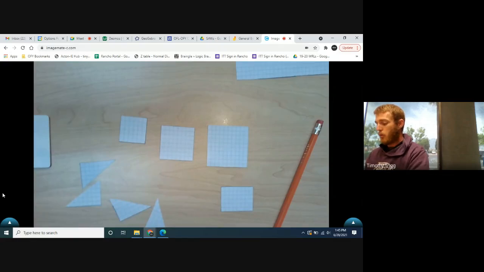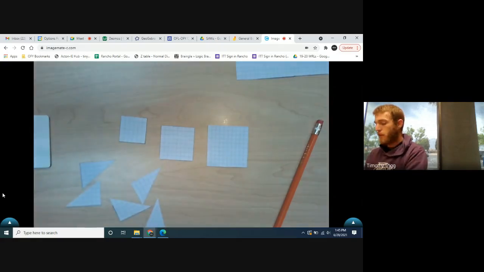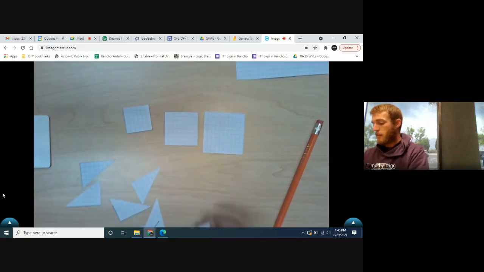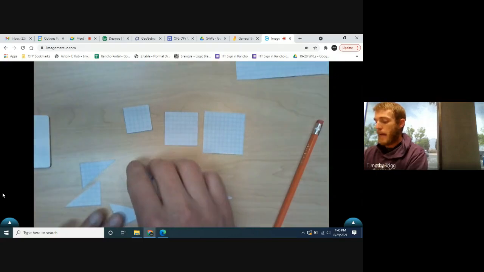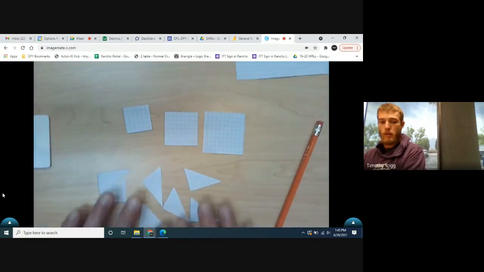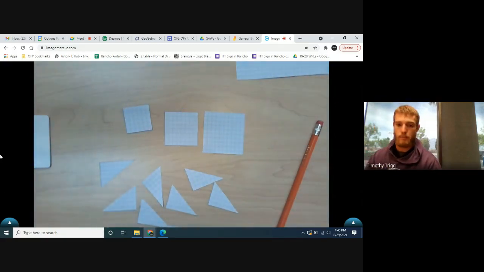So in total, you'll have 8 congruent right triangles once you've cut all 4 of these rectangles. Do not cut your squares. Just cut these 4 congruent rectangles in half diagonally. And so now we'll have 8 congruent right triangles here.